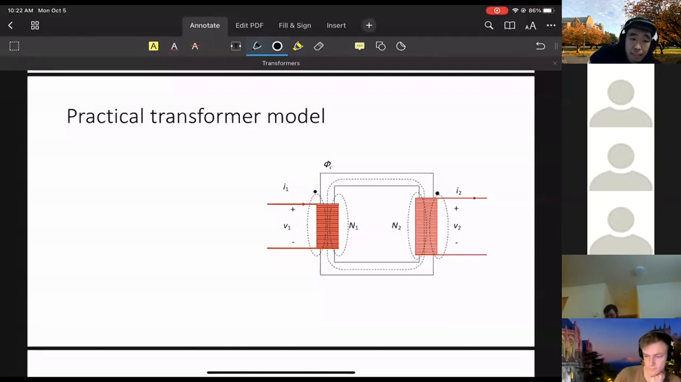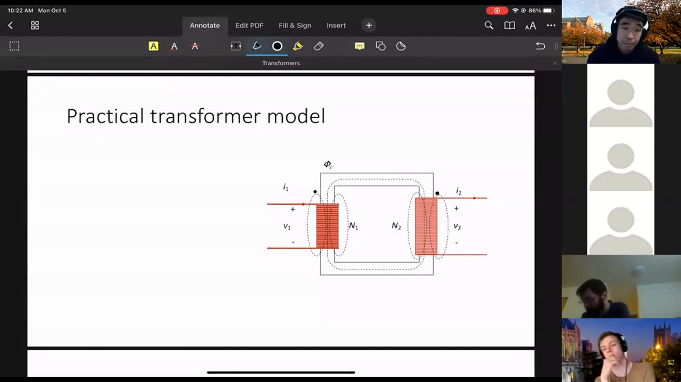Okay, so let's get started for the second half. So second half of the lecture, we're looking at the practical transformer model. So just terminology, this is sometimes called non-ideal transformer or practical transformer. Right, so you see both.